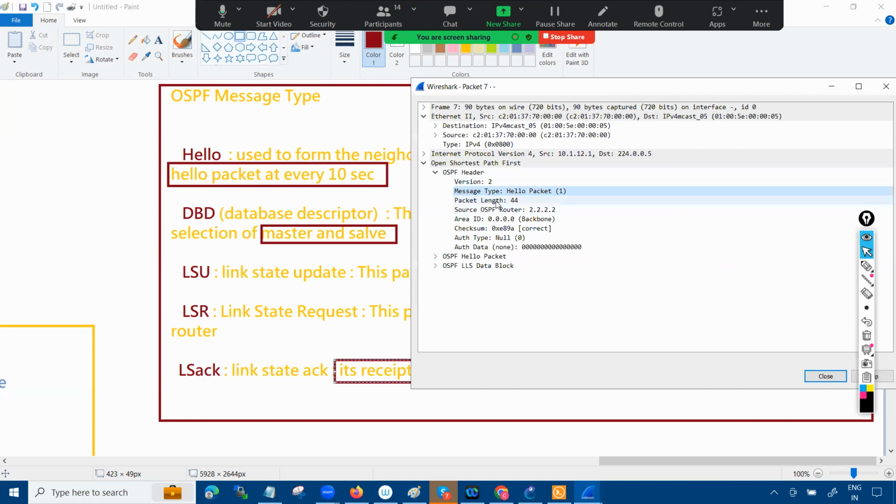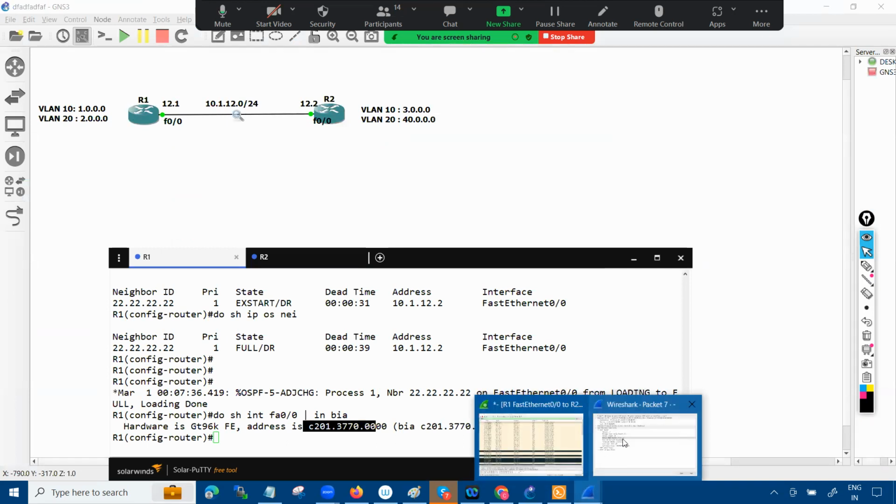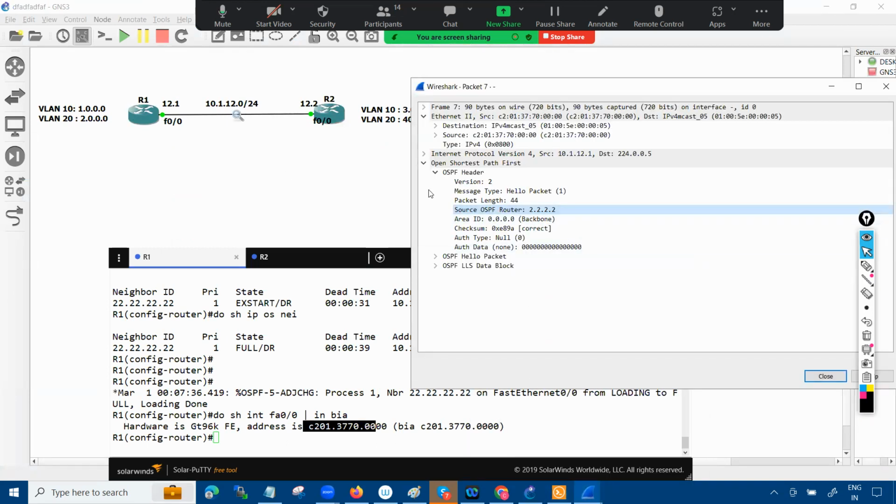So if you see, this is the hello packet we have. This is the header we have, hello packet, OSPF packet length of 44 bytes. Source is OSPF router 2, router number 2 is sending this packet, because router 2 has the router ID 2.2.2.2. And area ID is 0.0.0.0, it's the backbone area.